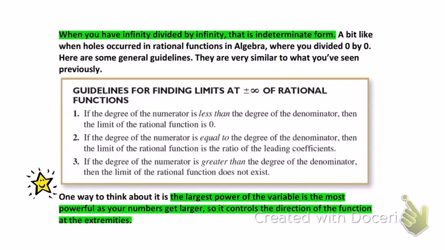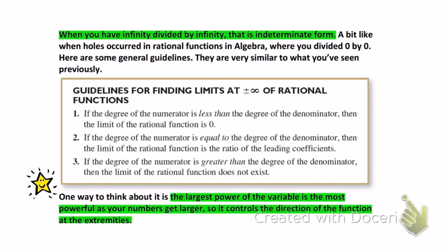Can you have infinity divided by infinity? Yeah. And it's another indeterminate form. We've seen that before with 0 divided by 0. Man, we had to do something. Look at the guidelines when we have limits at infinity. If the numerator has a degree that's less than the denominator, then the limit of the function is 0. In other words, the x-axis.